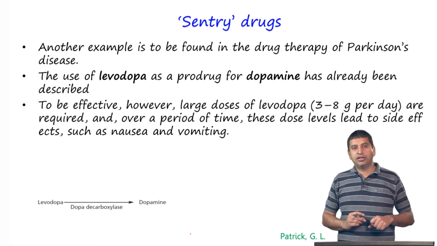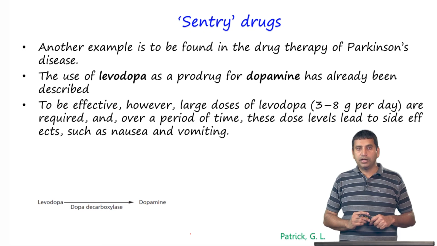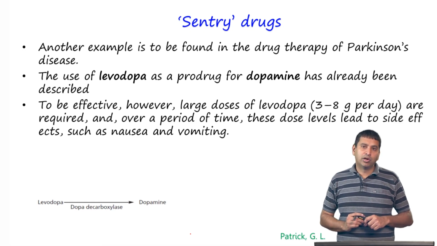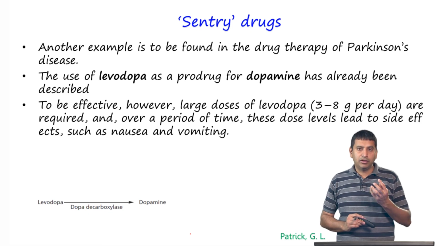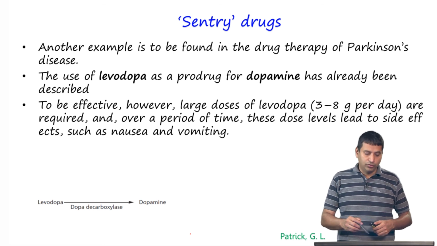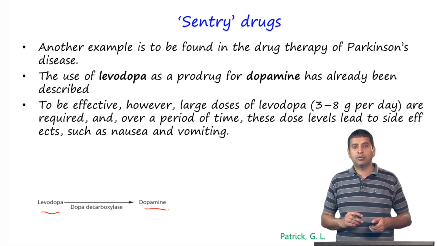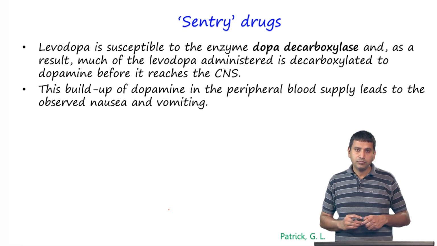Another example which is in the treatment of Parkinson's disease, we just looked at it, the levodopa example, which is basically a prodrug of dopamine. However, in order for levodopa to be effective, you need a very high dosage, that is about 3 to 8 grams per day. And over a period of time, these dose levels lead to severe side effects such as nausea and vomiting. So, just to remind you, levodopa is converted by a decarboxylase to produce dopamine.